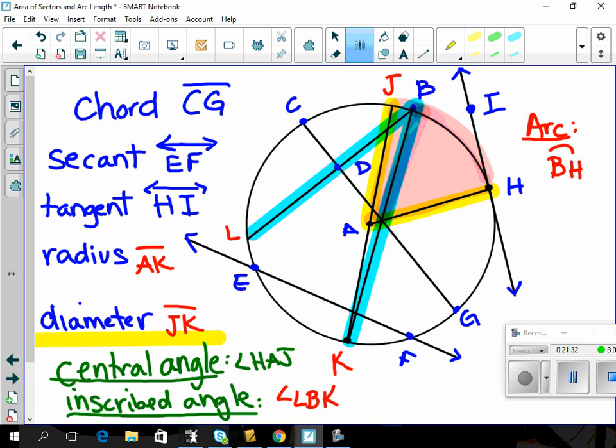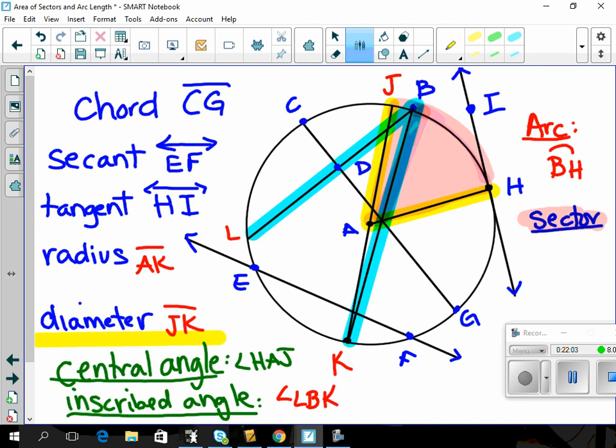Do you agree? So when I talk about a sector, it has to have a point where? On the center, okay? Has to. Are we okay with that? So this sector is what we have in terms of the pink. And there really isn't a whole lot of notation that's used for that. We just call it the sector, okay? So the sector is what I've shaded in pink. Are we okay with that?